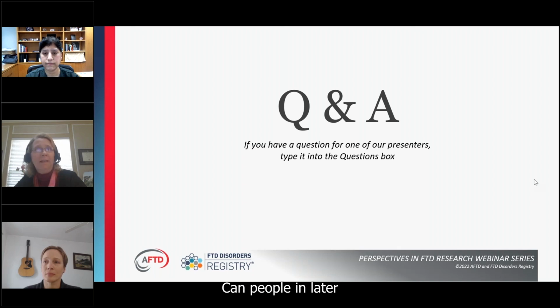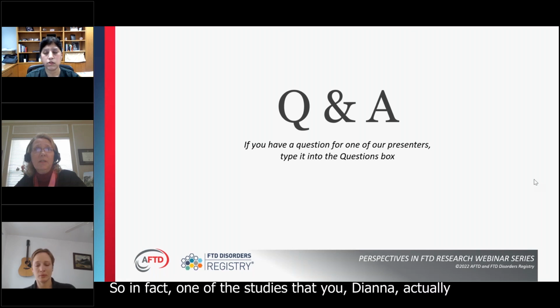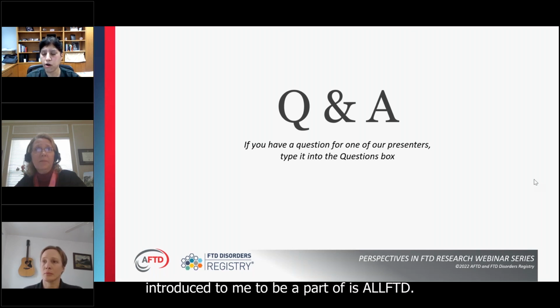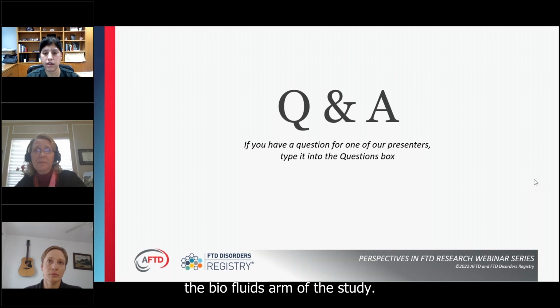And can people in later stages of FTD actually take part in research procedures? Absolutely. So in fact, one of the studies that you, Diane, actually introduced me as being part of is all FTD. So in this last go around of funding, we had what we call the biofluids arm of the study. So it can be a one and done type of thing. It's a little bit of an expanded version. You have your regular clinic visit, blood draw with that, some surveys, so you continue to be able to contribute to science, but it's not the full ask of the MRI and the spinal fluid and so forth.